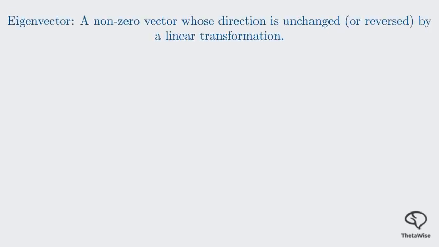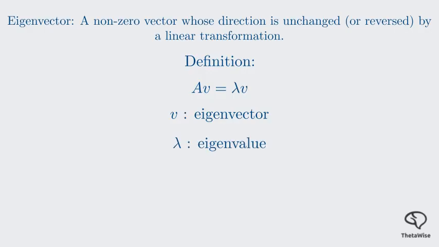A key property of linear transformations is what happens to special vectors known as eigenvectors. Let's briefly discuss this concept. An eigenvector of a transformation matrix A is a non-zero vector that only changes in magnitude when the transformation is applied. Its direction remains unchanged, or is reversed. In other words, if v is an eigenvector, then Av equals lambda v, where lambda, called the eigenvalue, is a scalar that tells us how much the vector is stretched or shrunk.